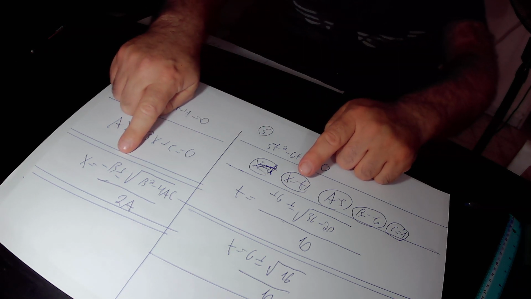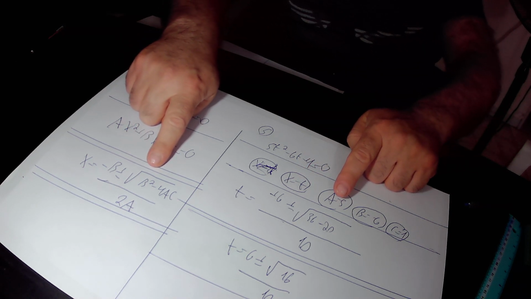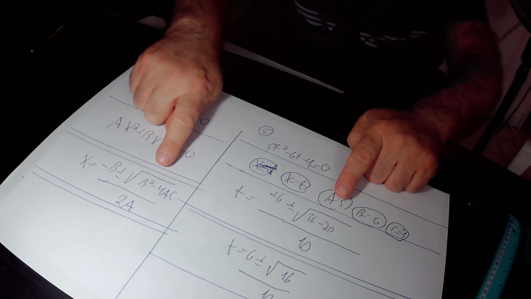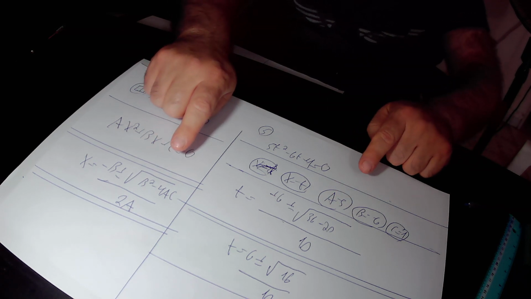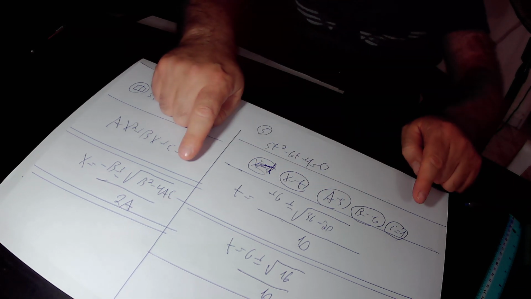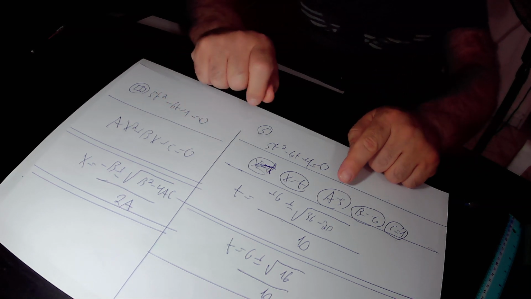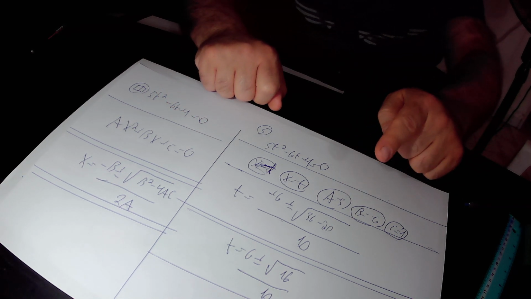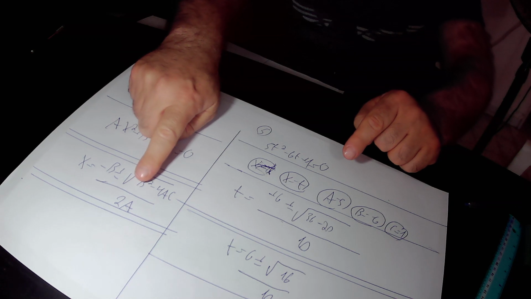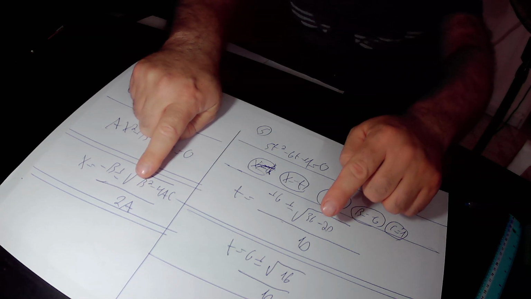b is minus 6, therefore minus b is plus 6, plus minus the square root of b squared. b is minus 6, therefore b squared is 36, minus 4 times a. a is 5, so minus 4 times 5 is minus 20, times c. c is 1, and minus 20 times 1 is minus 20. So in total we have 36 minus 20, divided by 2a. a is 5, therefore 2 times a is 2 times 5, that is 10.